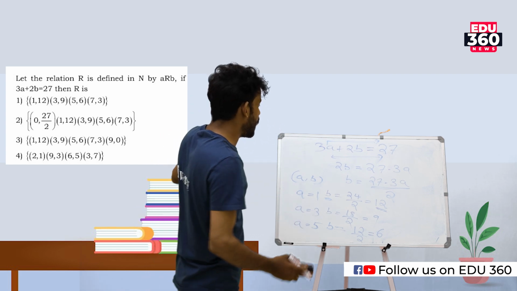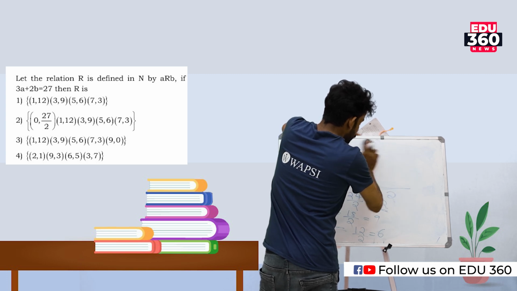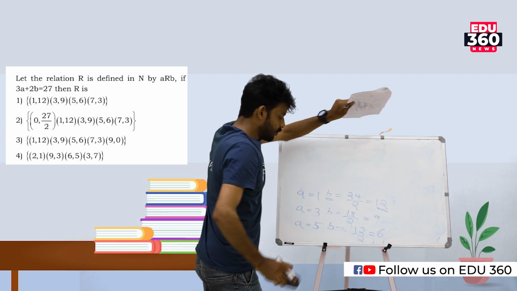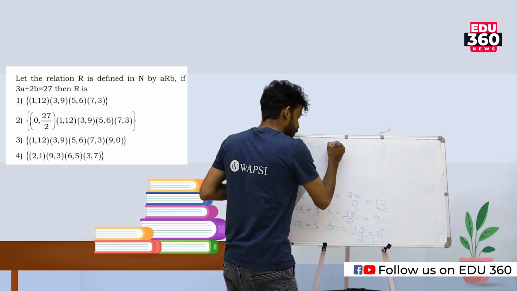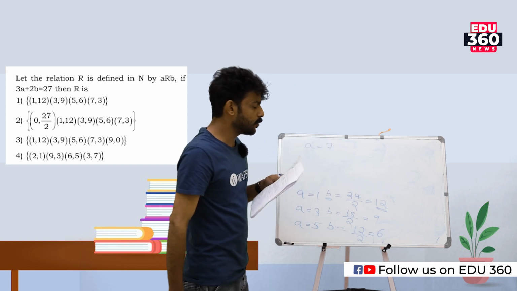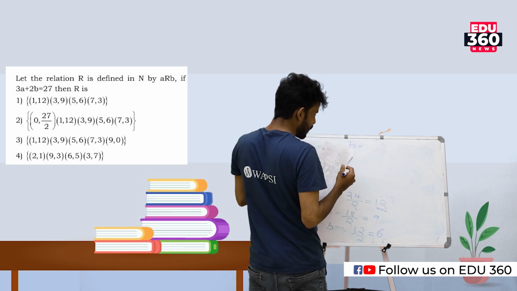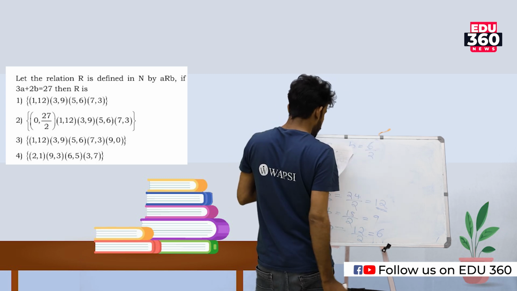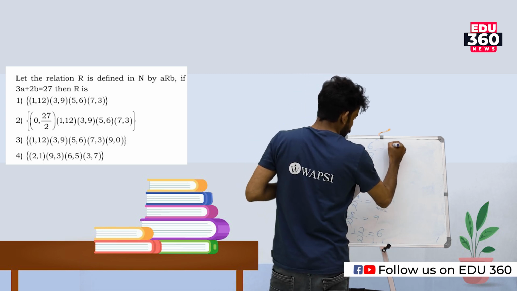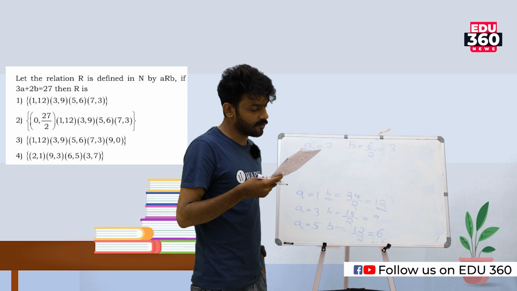And the last one, A is equal to 7. Just substitute A is equal to 7. On substituting, we will get B is equal to 6 by 2, so that is equal to 3.